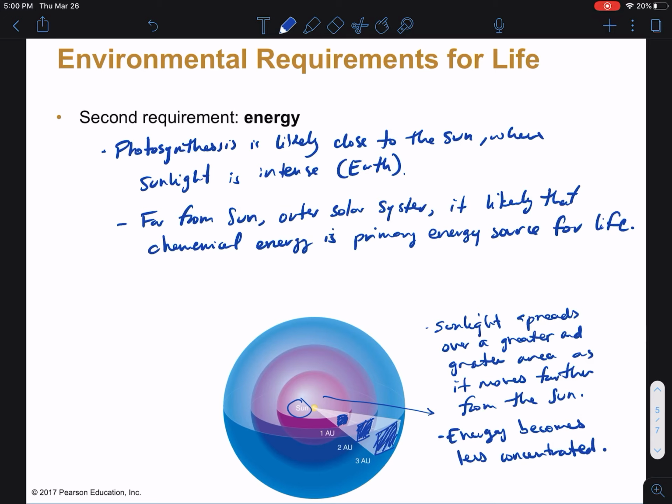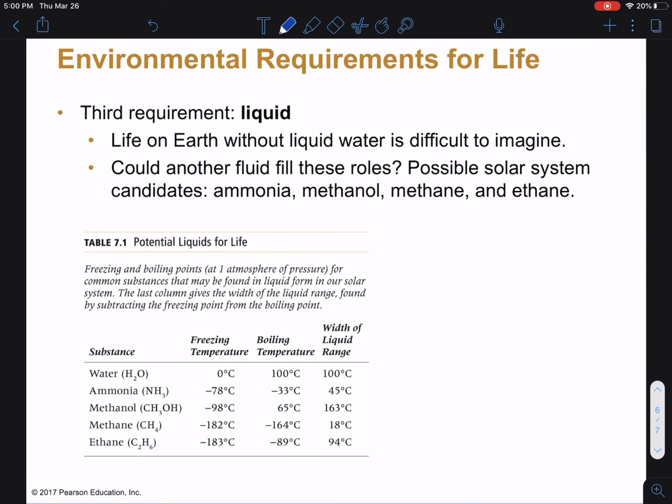All right, moving on. So before I move on, that's the second requirement we need for life. The first one is building blocks. The second one is energy. And the third requirement for life is some sort of liquid. This is something we've talked about a bit in the past already.